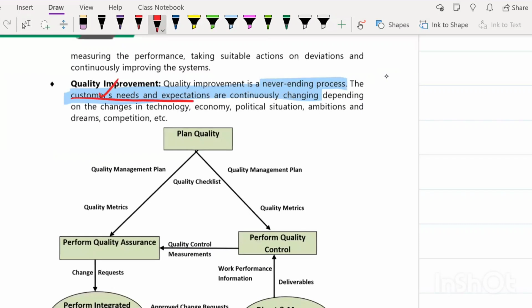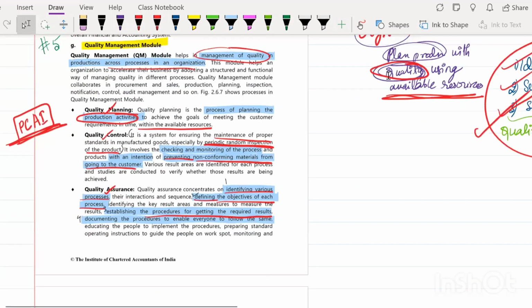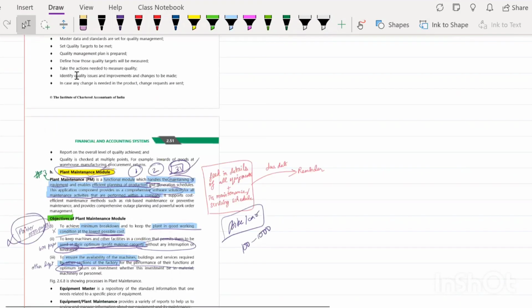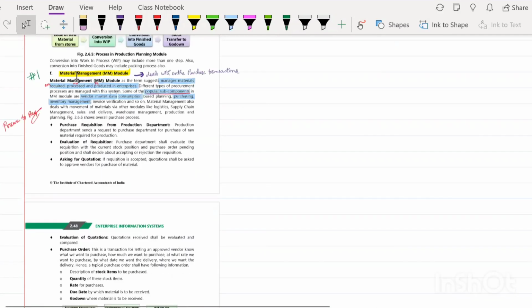As you know, the customer's needs and expectations are continuously changing, so you need to keep on improving your quality. This is a never-ending process. So there are 4 points related to quality management: quality planning, quality control, quality assurance, and quality improvement. So that was regarding your quality management module.